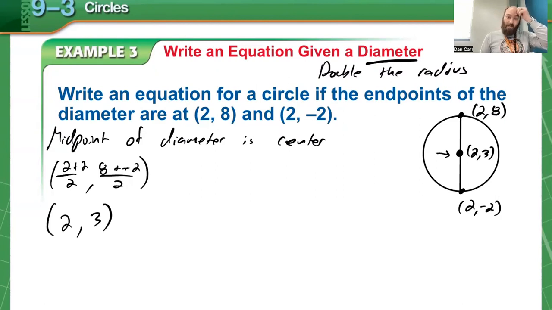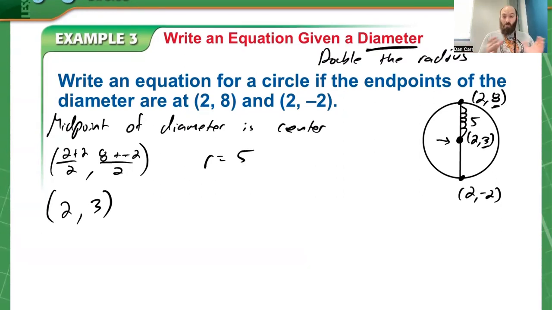The last thing I need is the radius. Potentially I could use the distance formula, but thankfully this is just a vertical line, so I can figure out the radius by just counting it out. If I go from 3 to 8, that is 1, 2, 3, 4, 5 spaces away. Same thing if I went the other direction: if I subtract 5, I get down to -2. So my radius is just 5.